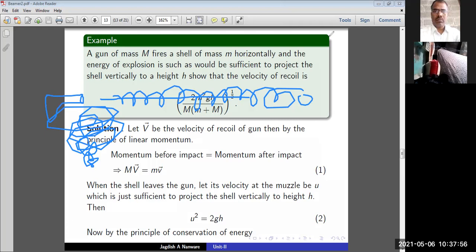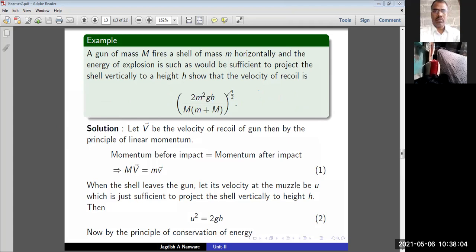So let us see how to prove that the velocity of that recoil is given by this formula, which is the square root of this quantity. Let us denote capital V as the velocity of recoil of the gun, then by the principle of linear momentum. What is the principle of linear momentum? Momentum before impact is the same as momentum after impact. That is what the principle of linear momentum is.